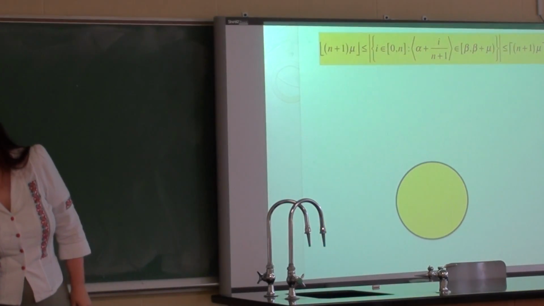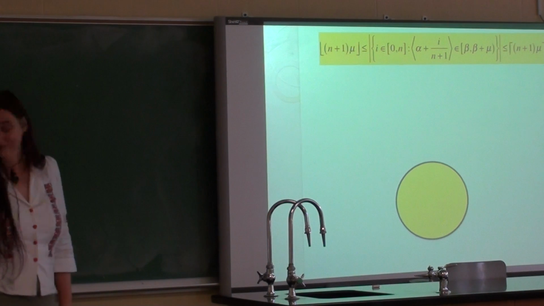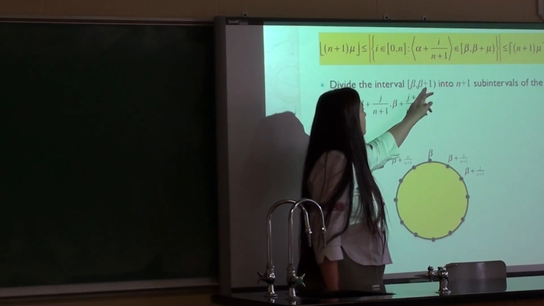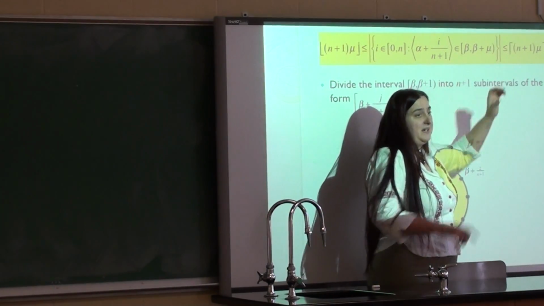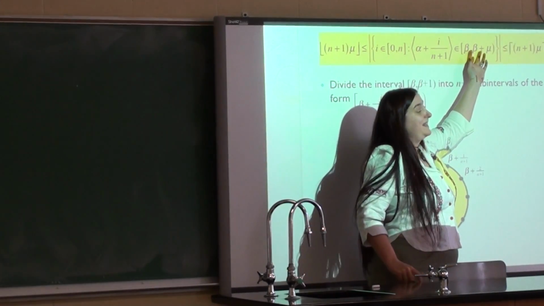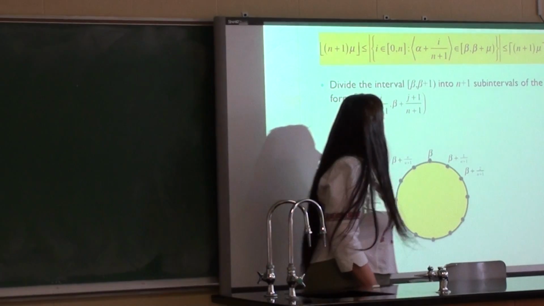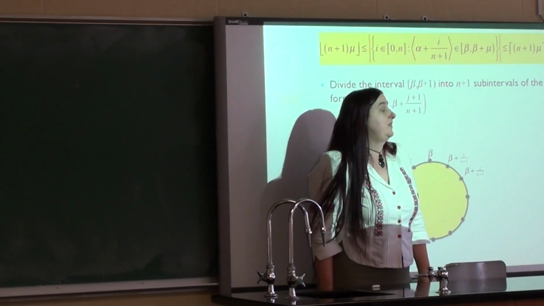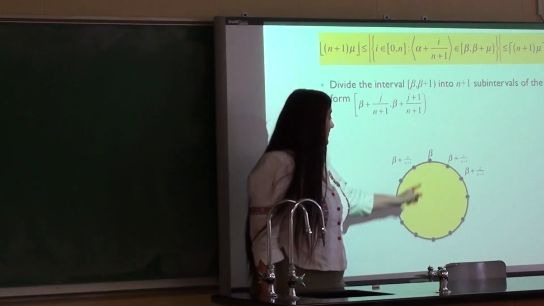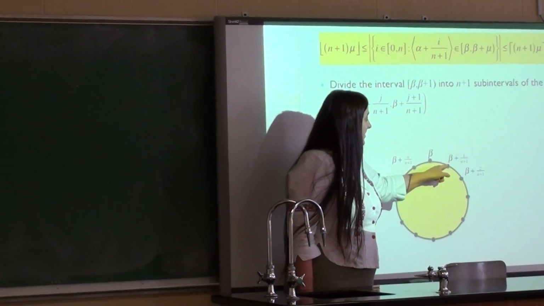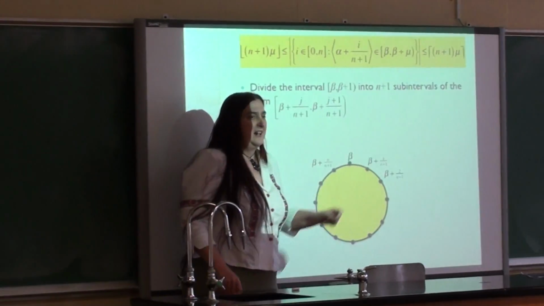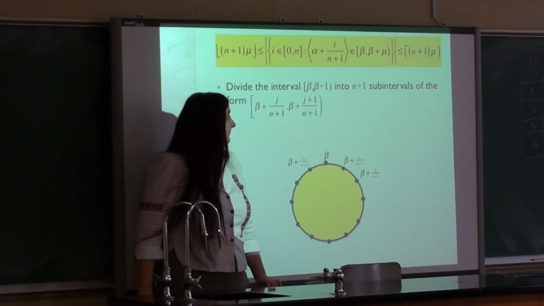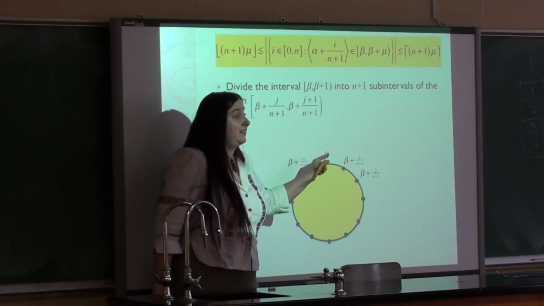Now, as I said, I'm going to prove this. So what I'm going to do, I divide the interval beta to beta plus 1. Beta plus 1 is longer, because this interval has length mu, and mu was less than or equal to 1. So I have an interval of length 1, and I'm going to divide it into n plus 1 subintervals. So it's beta plus 1 over n plus 1, beta plus 2 over n plus 1, and so on. I took the number line and I put it in a circle which has circumference 1. I have n plus 1 subintervals of equal size.